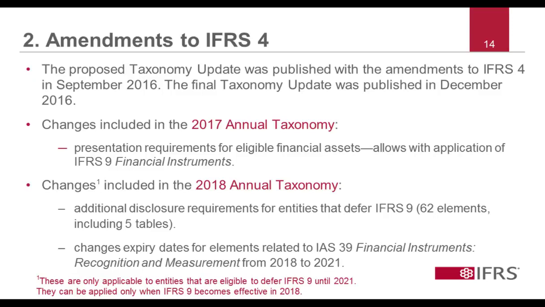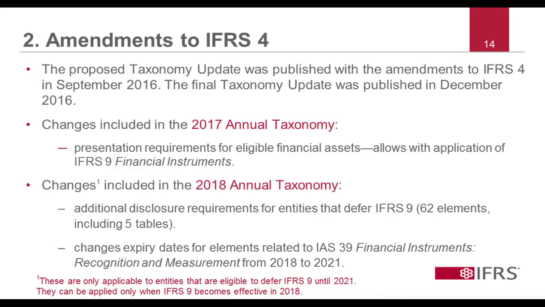Now, this amendment had 2 parts. The first part was related to specific presentation requirements for eligible financial assets, and that was already included in the annual taxonomy 2017 because it allows early application. The second part was related to additional disclosures required for entities that defer application of IFRS 9. Because this requirement could only be applied from the effective date of IFRS 9 in 2018, it was not included in the 2017 annual taxonomy, but instead it was included in the 2018 taxonomy.